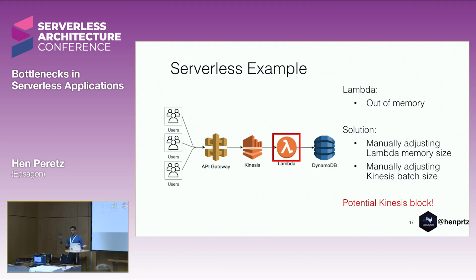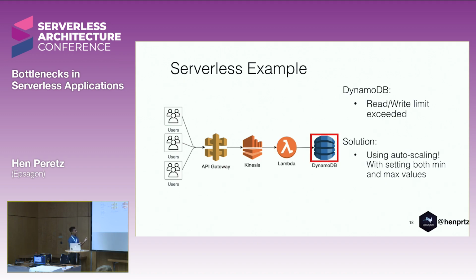Any questions so far? So I'll go back to that example that I did. Out of memory is something that can also happen in our Lambda and cause it to retry. Basically, you just need to adjust the memory size or adjust the Kinesis batch size. Maybe your Lambda has been invoked with too much data, so this can also cause bottlenecks. And the next part of this flow that can cause a bottleneck is our database.